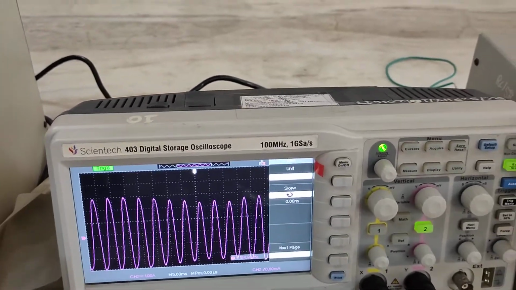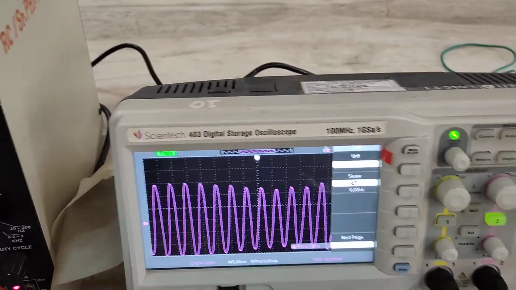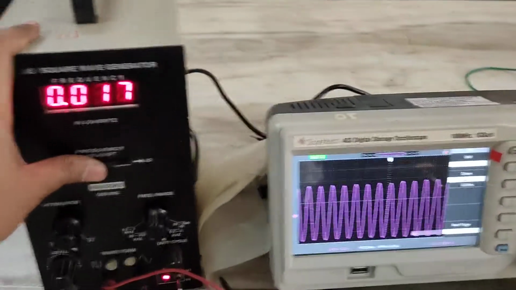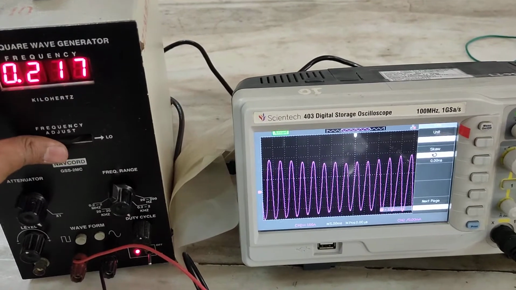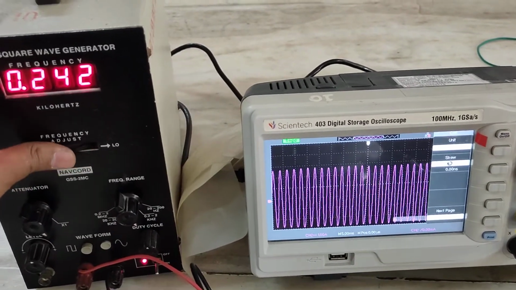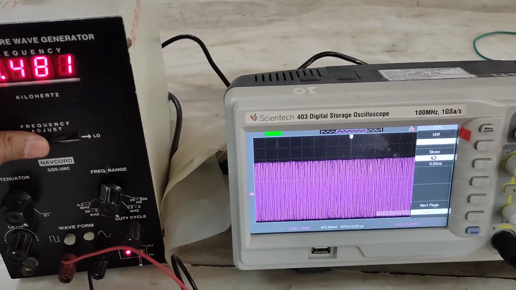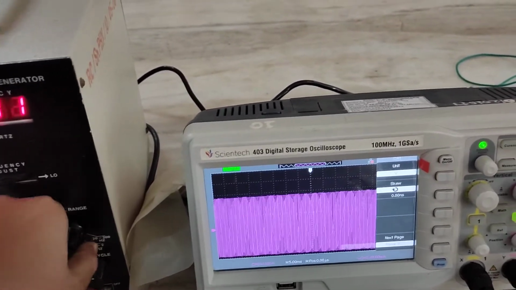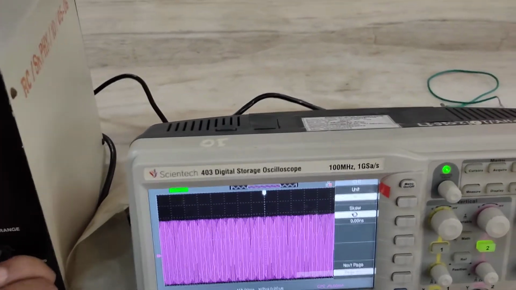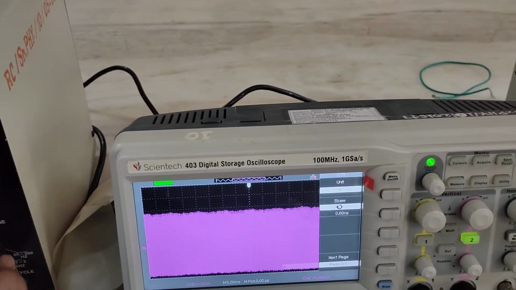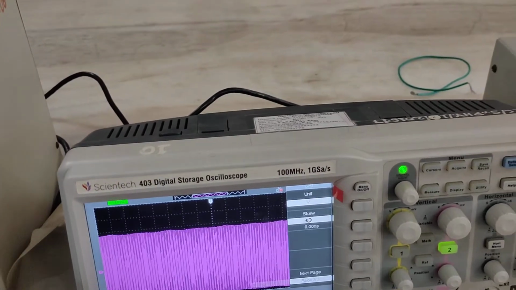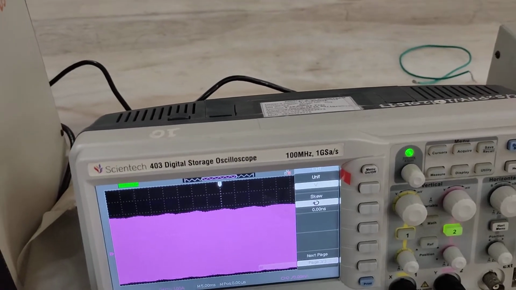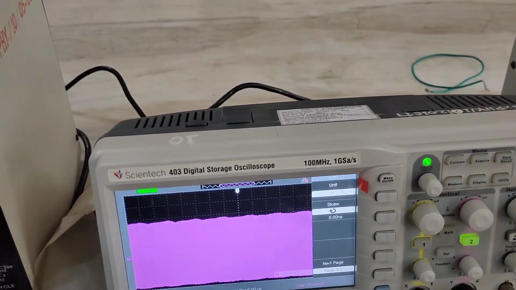Now I will increase the frequency. For 200 also I am getting the same value, so I will increase the frequency further, to 300. If I increase to 300 I am getting the same value, then 400, 500, and so on. You can see I am increasing the frequency, but the voltage is remaining constant. I have kept the frequency around 20 kilohertz, and here also I am getting the same value.